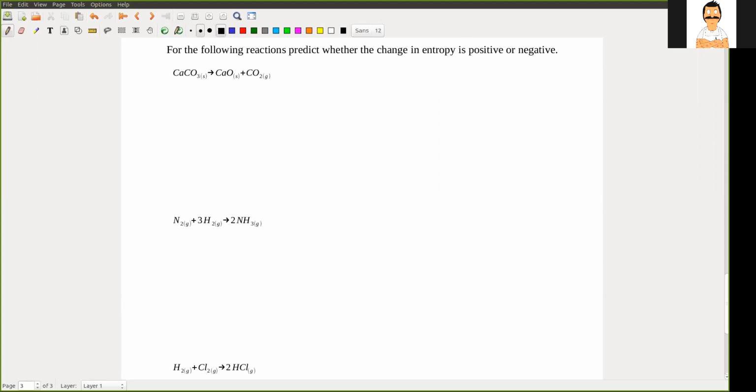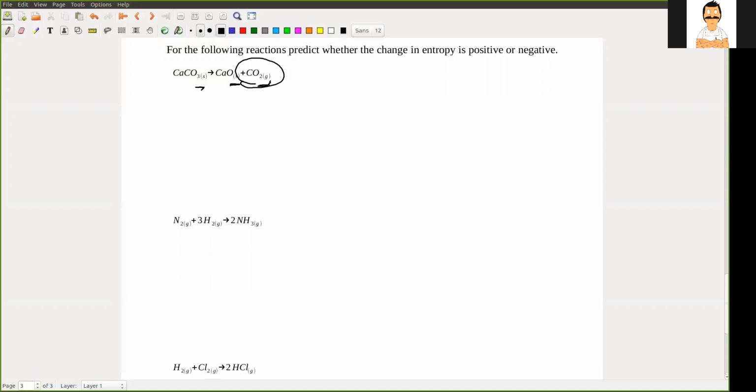The first is calcium carbonate decomposing to calcium oxide and carbon dioxide. So for here, there's a couple of things that indicate to us that the entropy overall is increasing. The first being that we're going from 0 moles of gas on the left-hand side to 1 mole of gas in the form of carbon dioxide on the right-hand side. So that's one indication. The next indication that you can also look at is the fact that you have a solid turning into another solid and a gas.